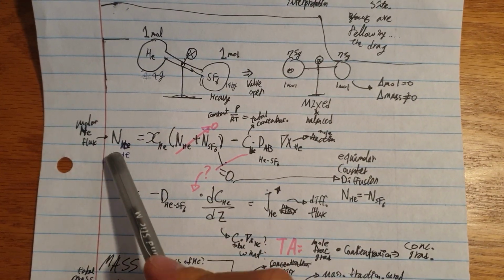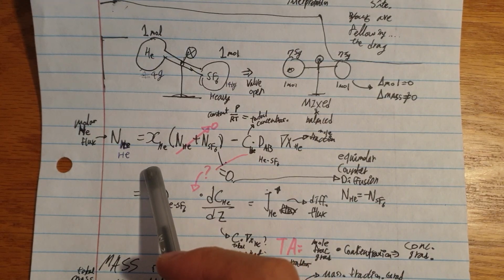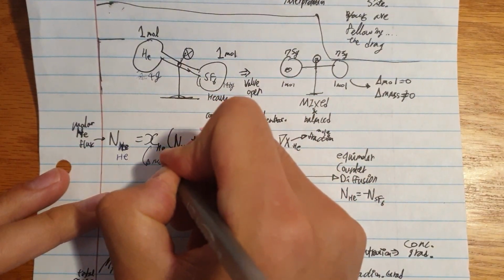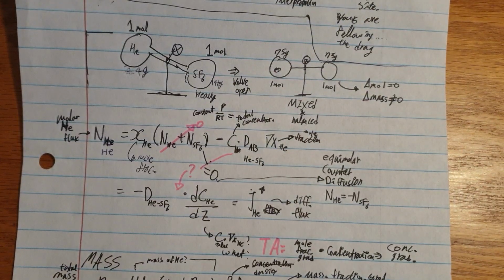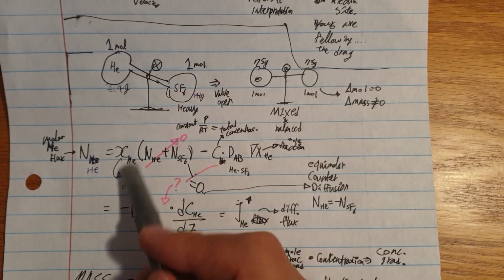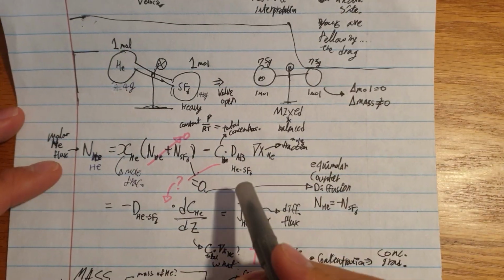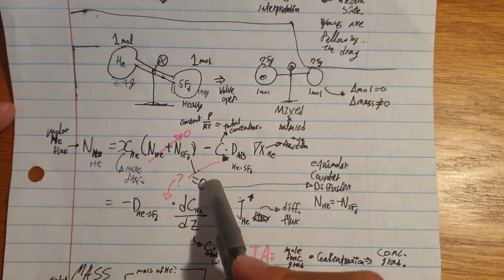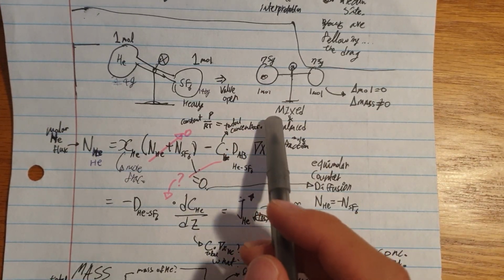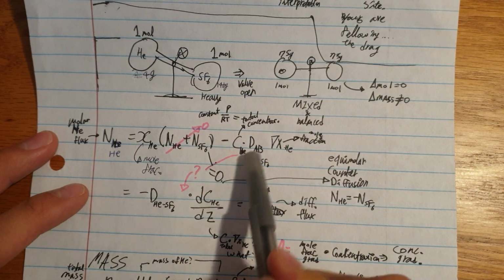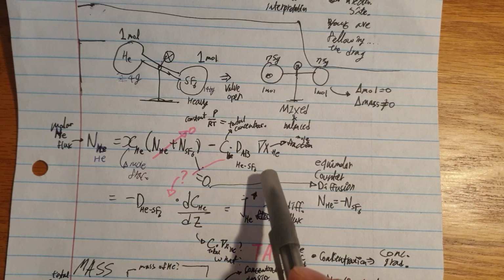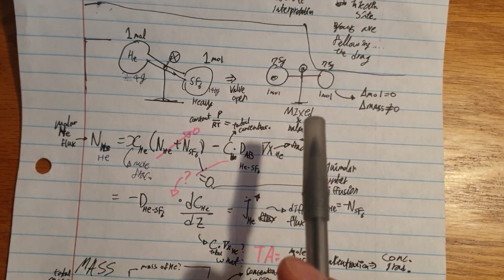The molar flux of helium would be x, the mole fraction. I keep forgetting, so I'm going to write it down: x is the mole fraction, times the flux of helium plus the flux of SF6, which makes sense because it's the total flux, and we're just taking the mole fraction of helium. Then minus the total concentration, which is how many particles are within the system and is constant, times the diffusivity of helium in SF6, times the mole fraction gradient of helium. That's the diffusive portion.